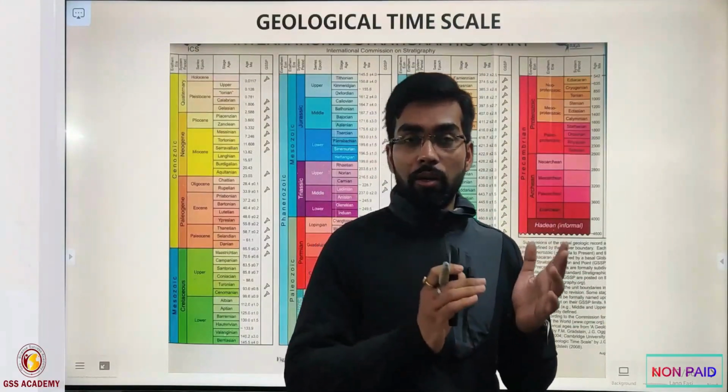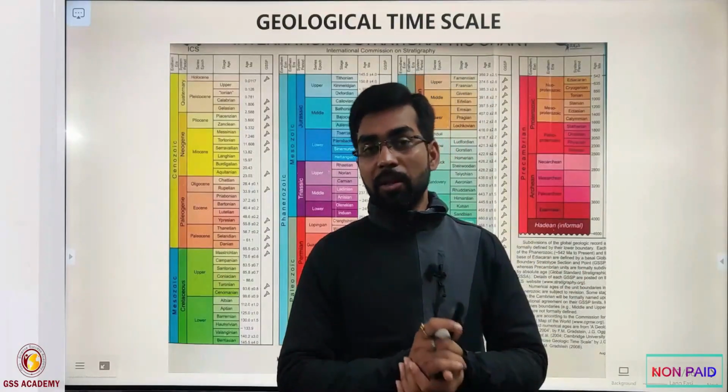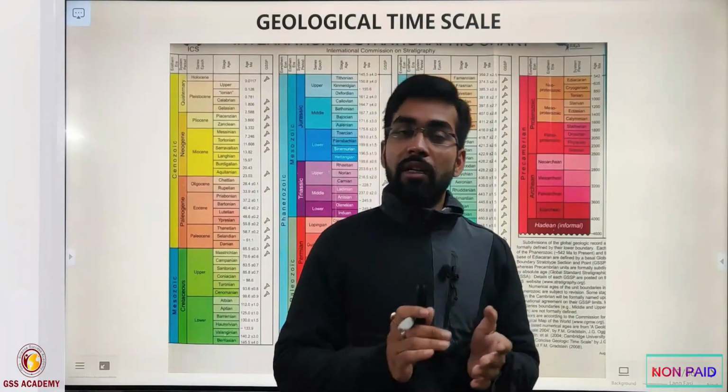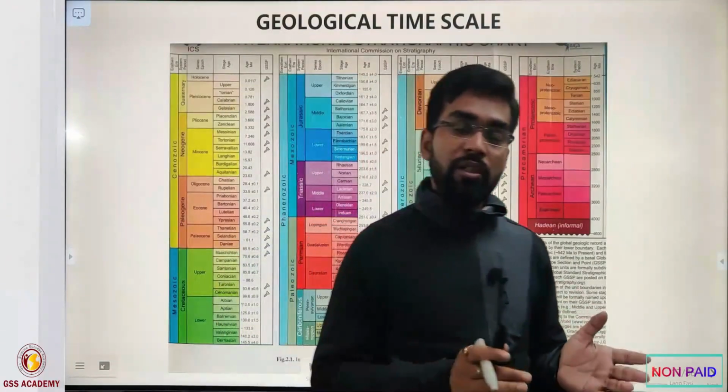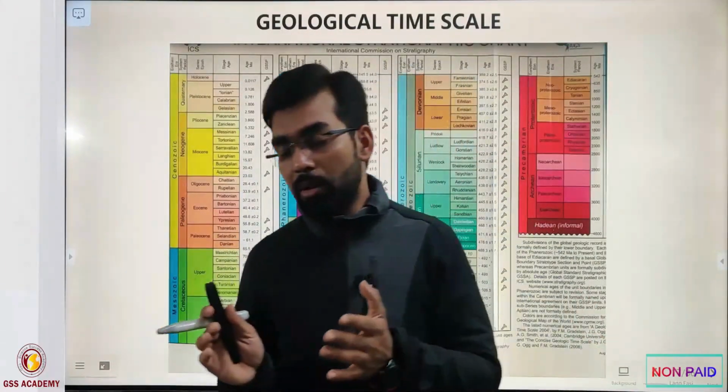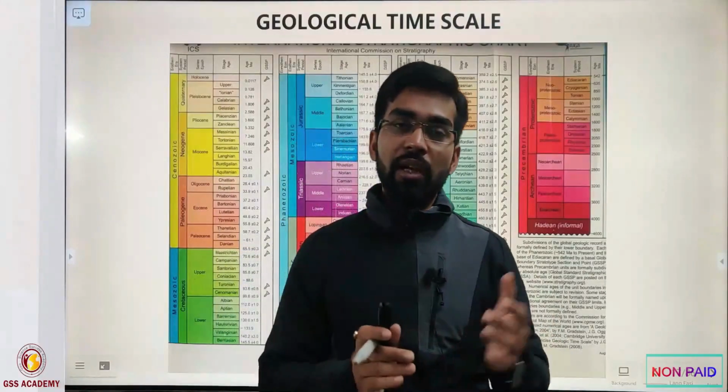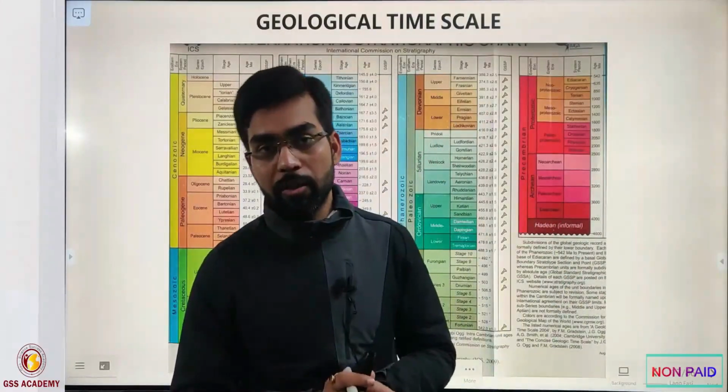There are two very well developed sedimentary basins, the Purana basins, that is Vindhyan and Kadapa. There are also other Purana basins like Chhattisgarh, Indravati, Bhima, and Kaladgi. These are all basins of Proterozoic age.